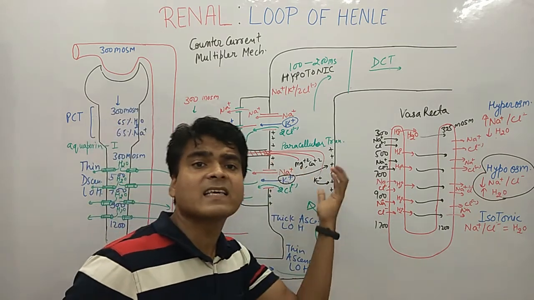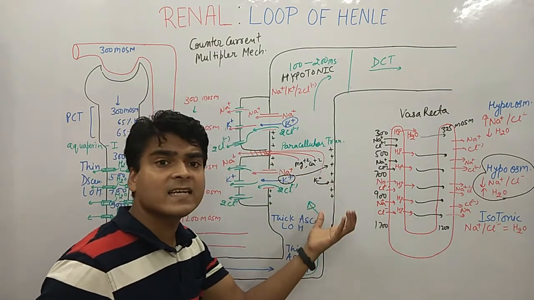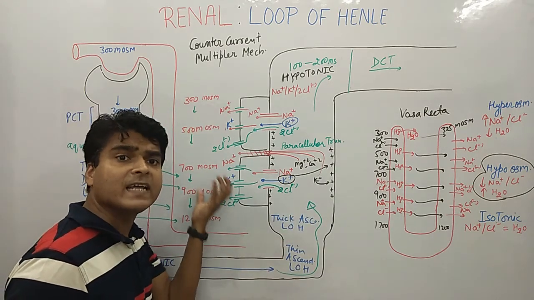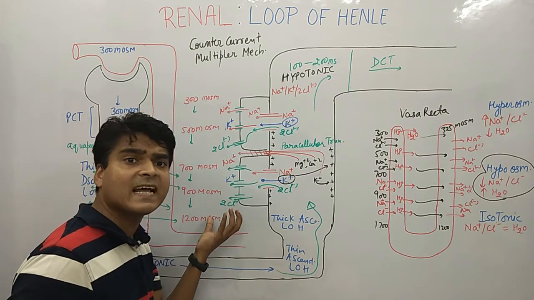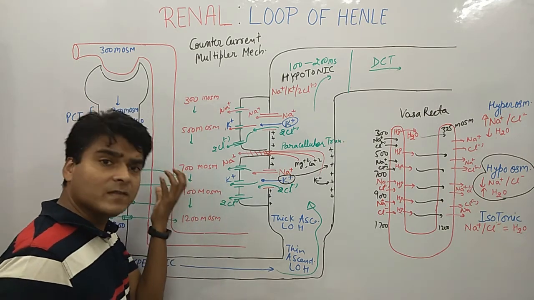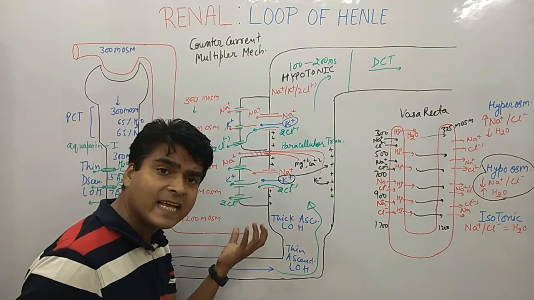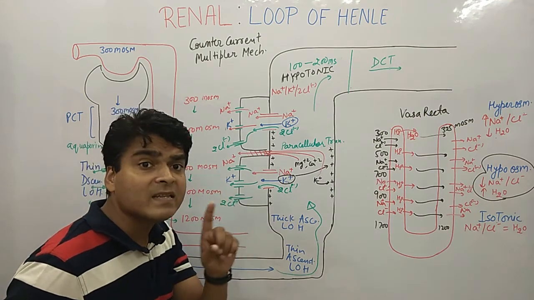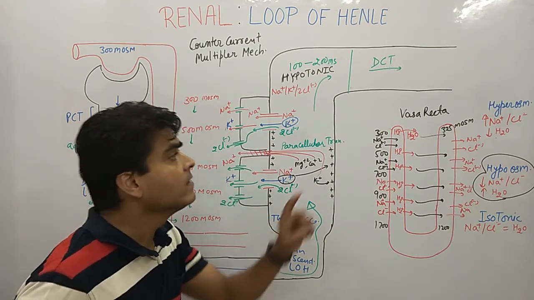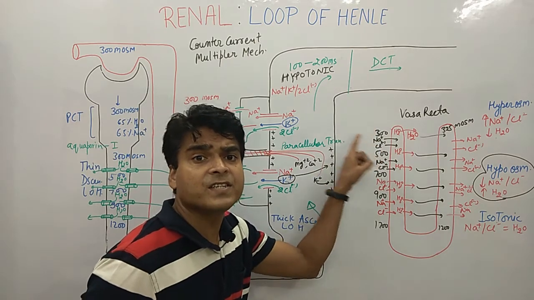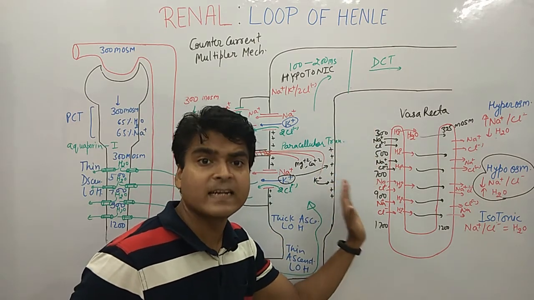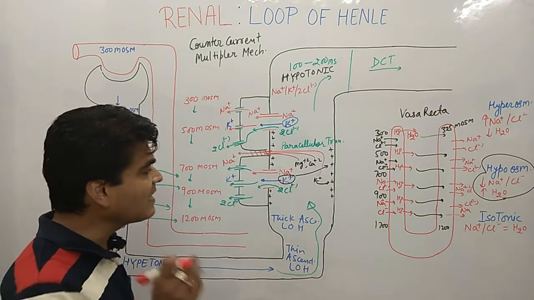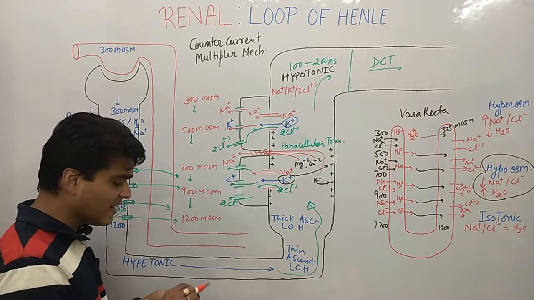So what is the function of the vasa recta? The function of the vasa recta is to maintain the medullary interstitial osmotic gradient. Remember this, it is not generating the medullary interstitial gradient, it is maintaining the gradient. Okay, this is one function of the vasa recta. Then what is another function of the vasa recta?